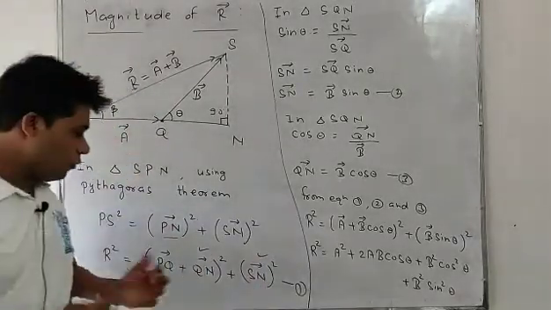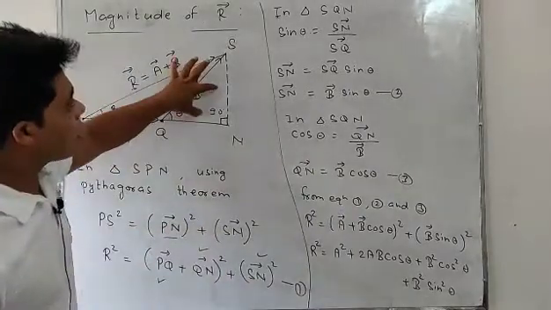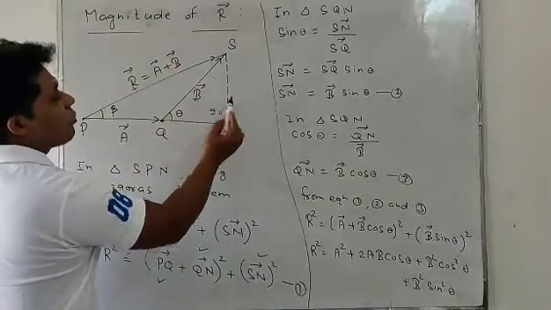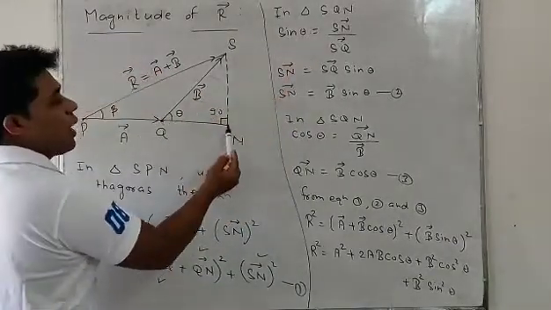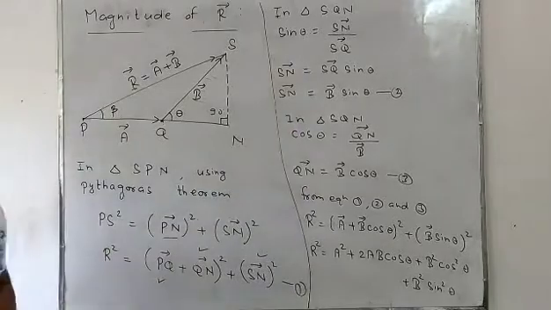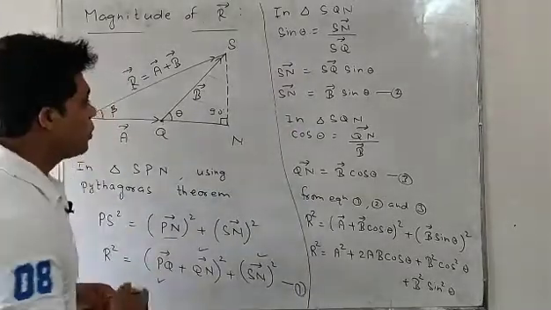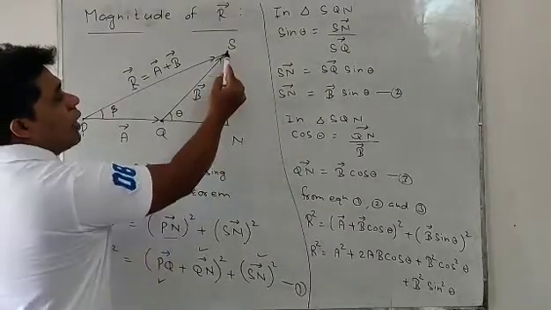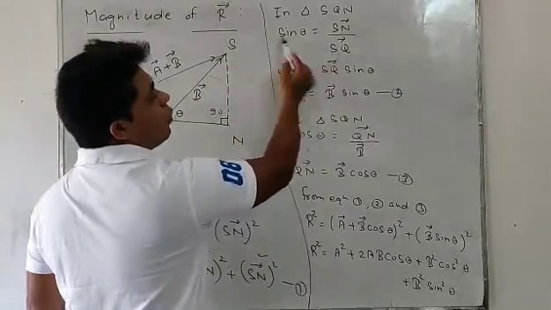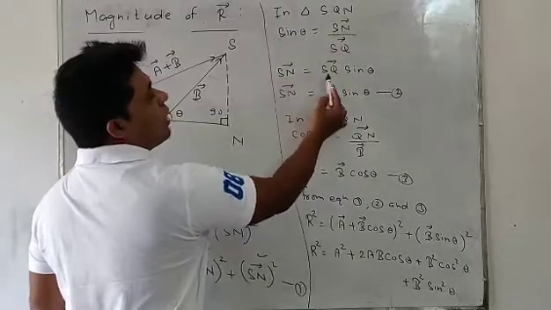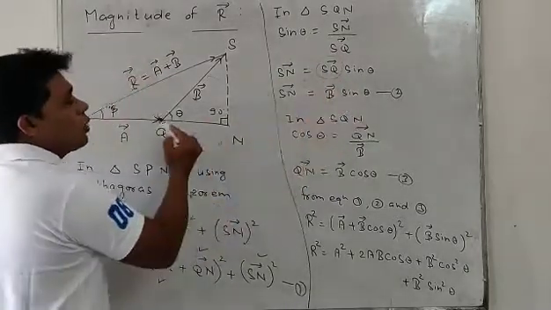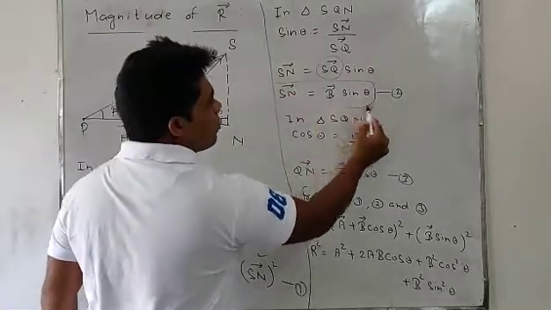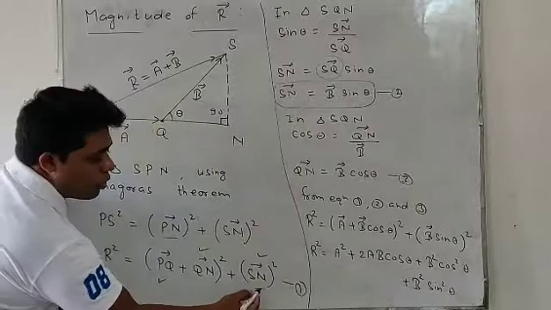For finding the value of Qn and Sn, we have to use this other triangle that we constructed. In triangle SQN, I am applying sin theta, perpendicular by hypotenuse. What is perpendicular? Sn, and opposite to 90, SQ is hypotenuse. Cross multiply, Sn is SQ sin theta. What is SQ? The side SQ is representing the vector B. Here we write vector B. So we got the value of Sn.